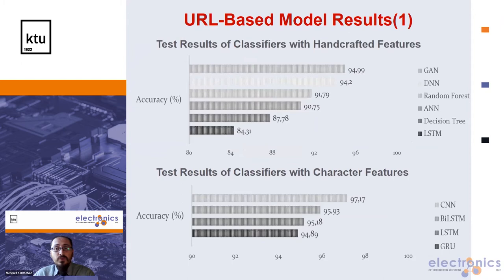These are the results of the URL-based models. The GAN model gave the best accuracy with the handcrafted features. The CNN model gave the best accuracy with non-character features.